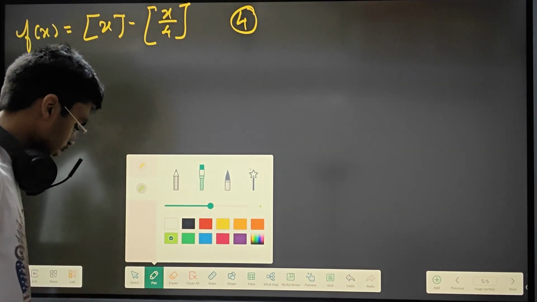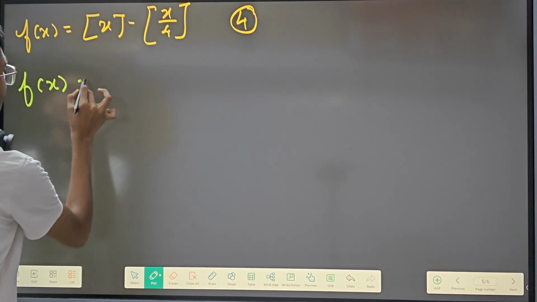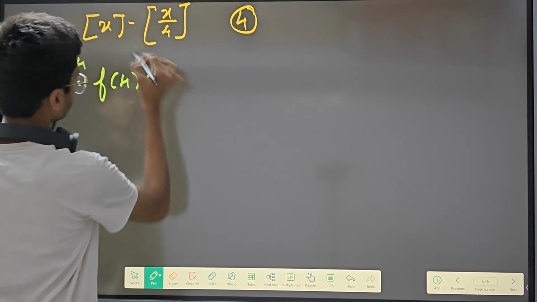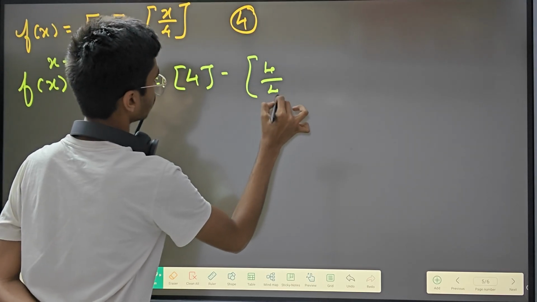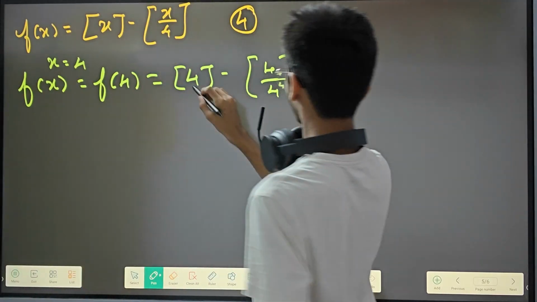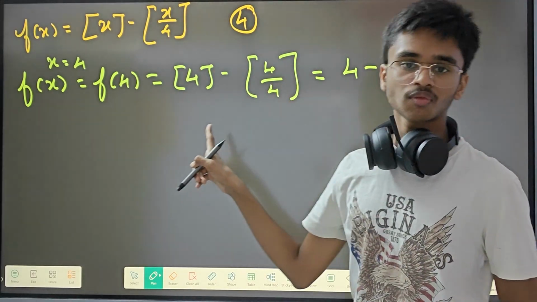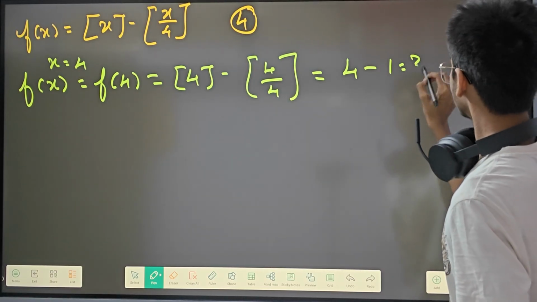First, f of x you are going to find, where x is equal to 4. So f of 4 is equal to the greatest integer function of 4 minus the greatest integer function of 4 by 4. The greatest integer function of 4 is equal to 4 only. So it will be 4 minus, this is going to be 1. The greatest integer function of 1 is 1 only, which is equal to 3.